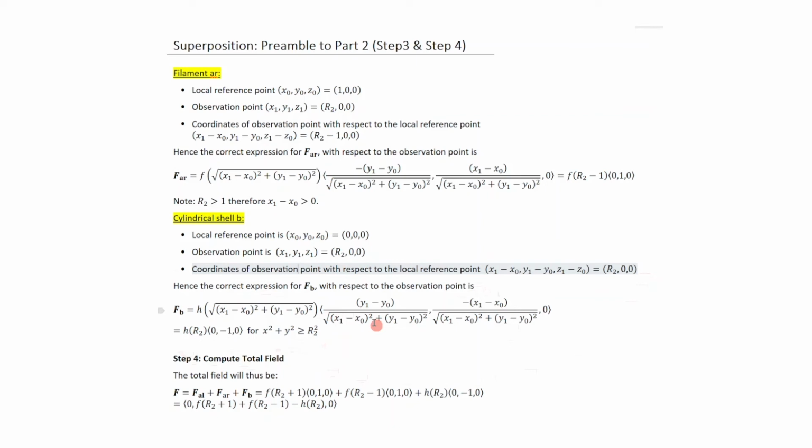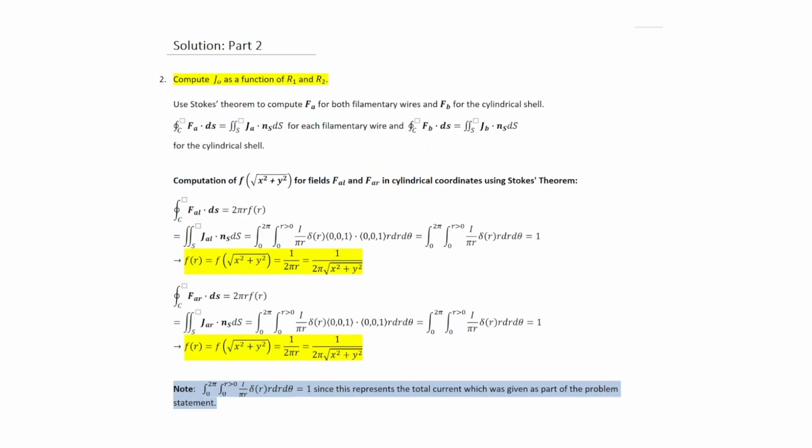All right, having done that, then we can compute the total field. It would be just the sum of the three contributions, which is shown here, and we can add them together and simplify it to something that looks like that. Next, we compute J0 as a function of R1 and R2.